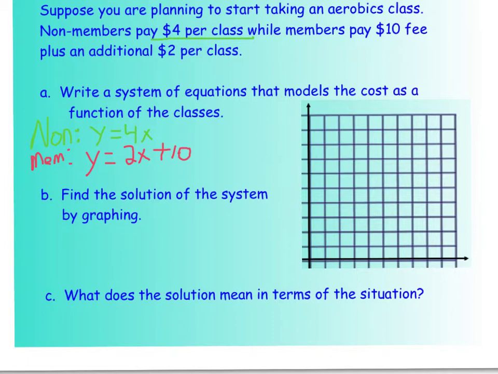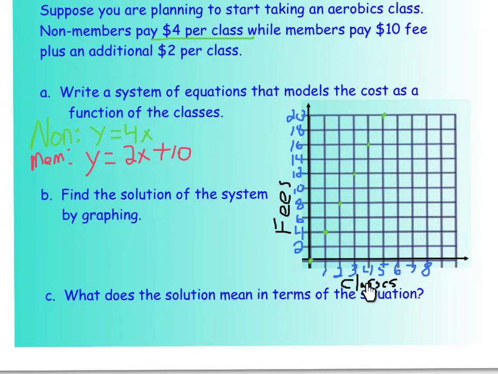Okay, so members pay $10 plus $2 for each class they take. So here are two equations. So we need to set up our graph and graph both equations, and we need to find out where these two equations meet. Okay, I didn't want to do the whole problem without involving you, but this does save us time. So I put fees on y because your cost depends on how many classes you take.